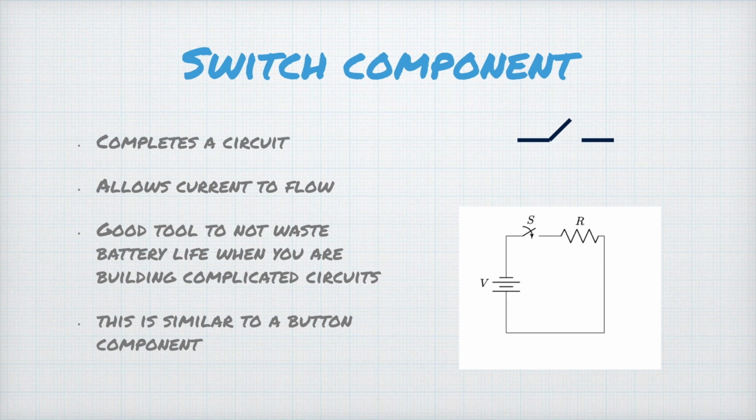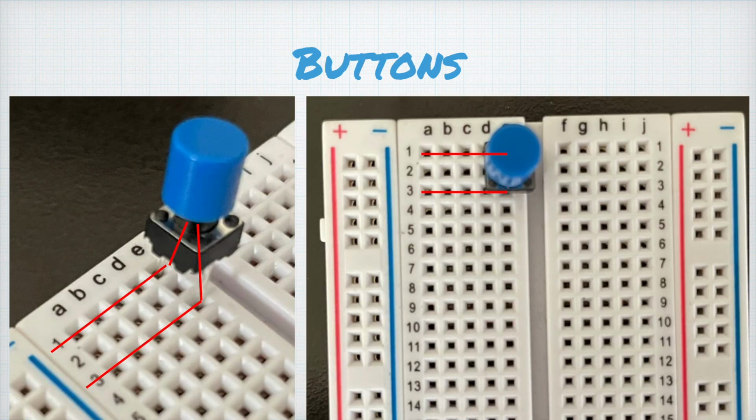A switch is another component, but it functions very differently from a resistor. Remember how a wire has to go from one end of a battery all the way to the other in order for current to flow? A switch can turn on and off current in a circuit. For our labs, we will use buttons, which are very similar to switches. This is what a button looks like on a breadboard. As you can see, in the image to the left, the button connects the first and third rows when it is pressed down. When it is not pressed down, the rows remain unconnected.